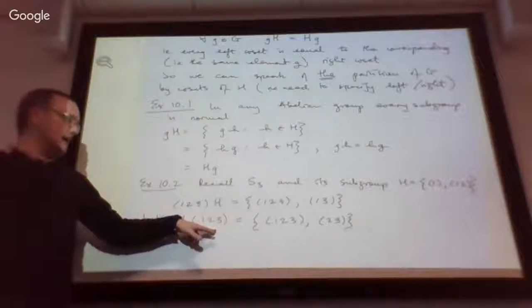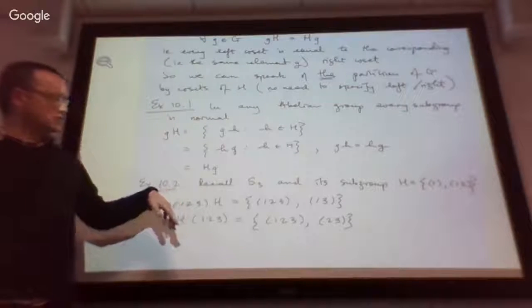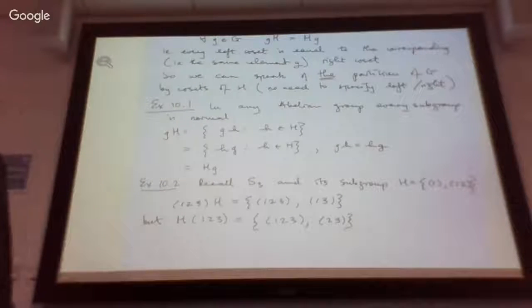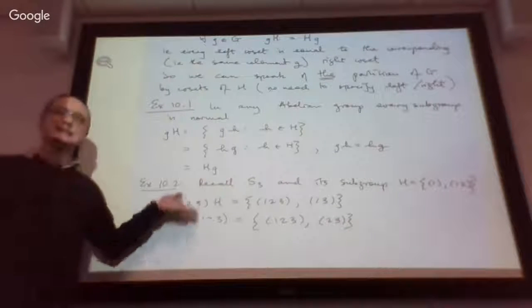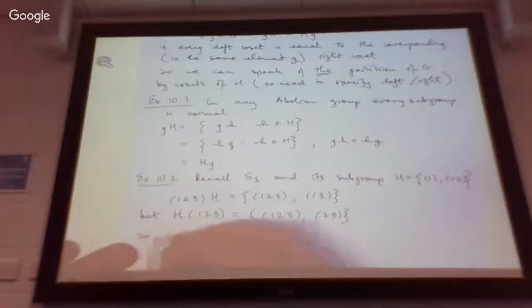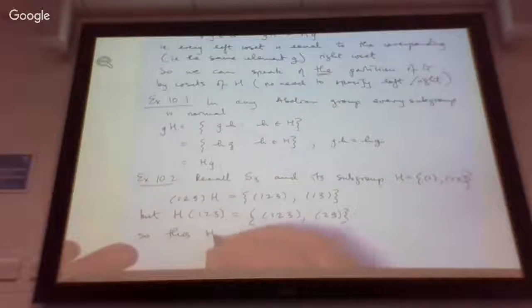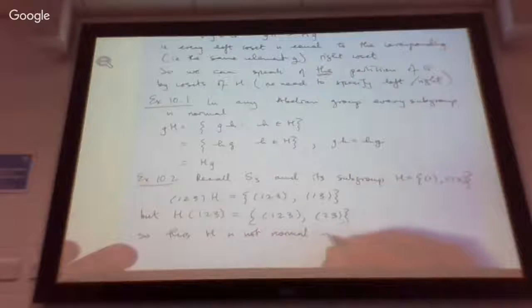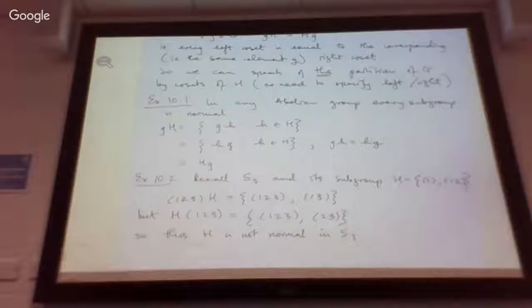And it will probably hold true, perhaps, for the other 3-cycle as well. Not sure about the other transpositions. But at least in this case, it breaks down. So this H is not normal in S3. But that's not to say that S3 doesn't have any normal subgroups. It does. Indeed, the next example.